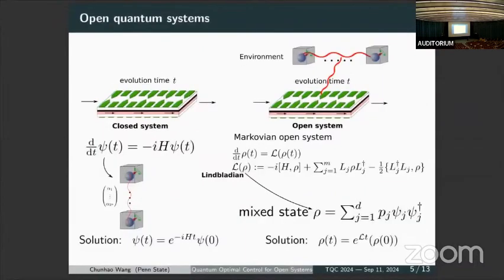The solution to this Lindblad equation is e to the Lt. There's no i here. If L is in this form, then e to the Lt is a quantum channel, which is completely positive and trace preserving. So in this sense, a Lindblad equation generates a quantum channel.